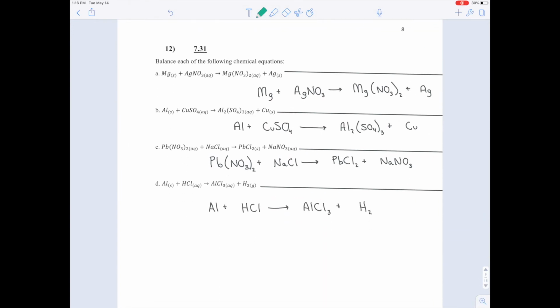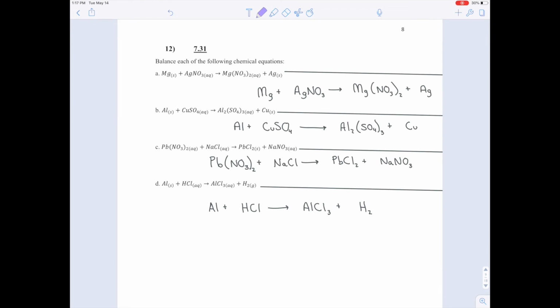All right, let's try 12. So we have 1 magnesium on the left, 1 magnesium on the right. So far, that's balanced. Okay, Ag is silver. We have 1 silver on the left, 1 silver on the right. So far that's balanced.